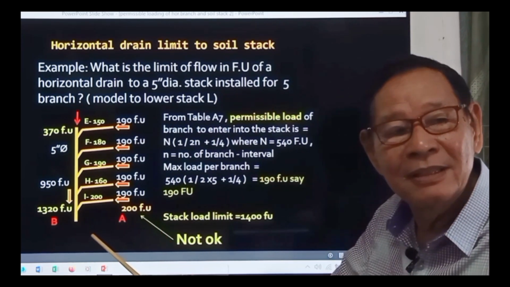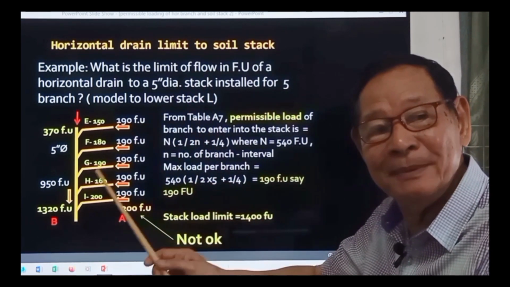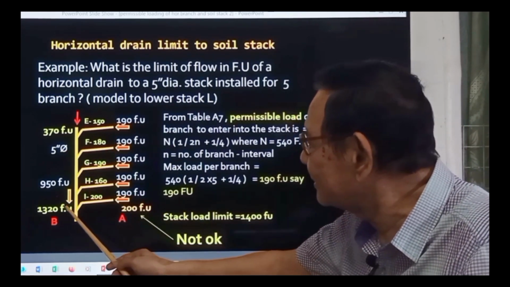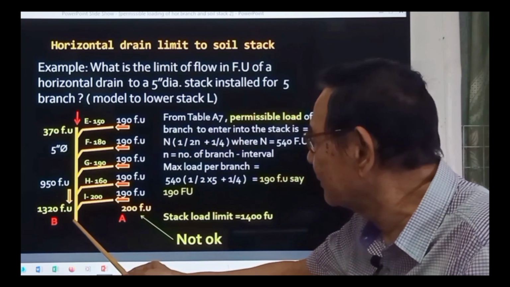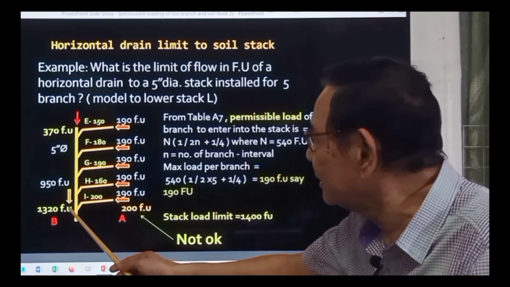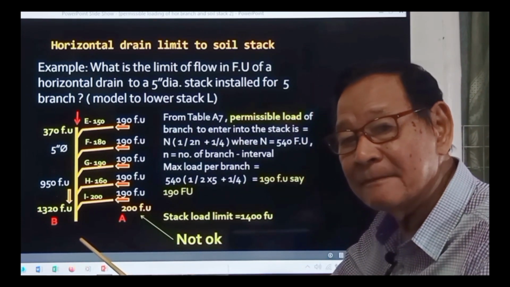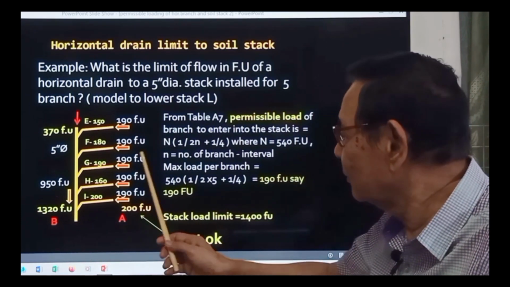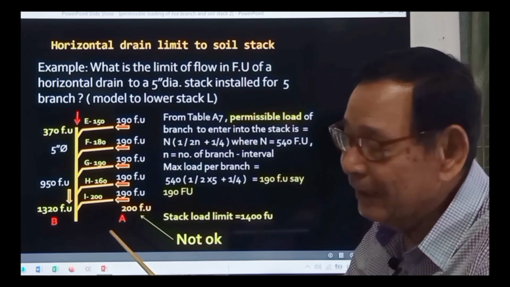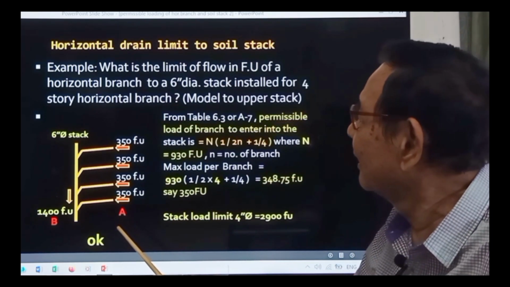Hindi rin pwede. Kailangan mo ang size pa rin. You move to another size instead of 500. Okay naman sana ito. 1,320. Ang total nito is 1,250 lang. So, okay na. Yun ang ano natin. Okay. Another example.